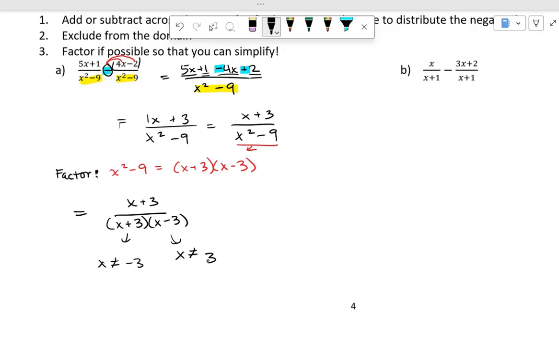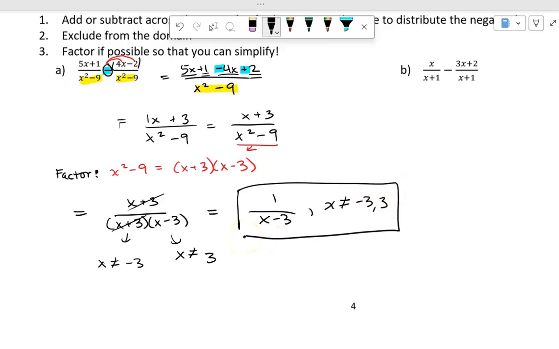And only after telling me what you're excluding from the domain, then you're allowed to cancel. Now that I know that I'm excluding -3 and +3, now I can cancel these guys. And I'm left with on top just a 1, on bottom x minus 3, and I'm going to put a comma next to this for my final answer to say that x is not allowed to equal -3 or +3, because that has to be included in my answer.